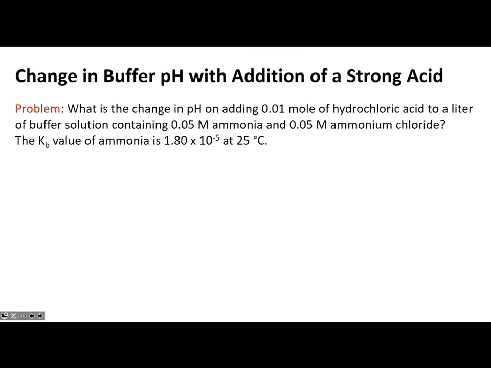It says, what is the change in pH when adding 0.01 mole of hydrochloric acid to a liter of buffer solution containing 0.05 molar ammonia and 0.05 ammonium chloride? Which is the base and which is the salt? Again, the chloride here is the tip-off that that's going to be the salt. The ammonia here is going to be the base. Now that we know that, how would we do this?